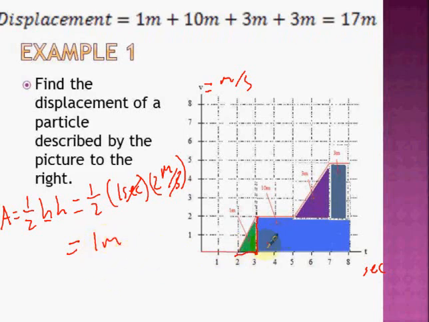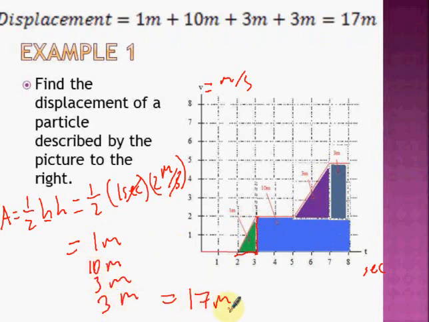Now that's just a small part of the entire thing. When you calculate the area of this rectangle, then you see that this is 10 meters because you have base times height. And then again another triangle, which is 3 meters, and another rectangle, which is 3 meters. So this can be a pretty fun process because you have to find the area of each part, just add them together, and your total displacement would have been 11, 14, 17 meters.